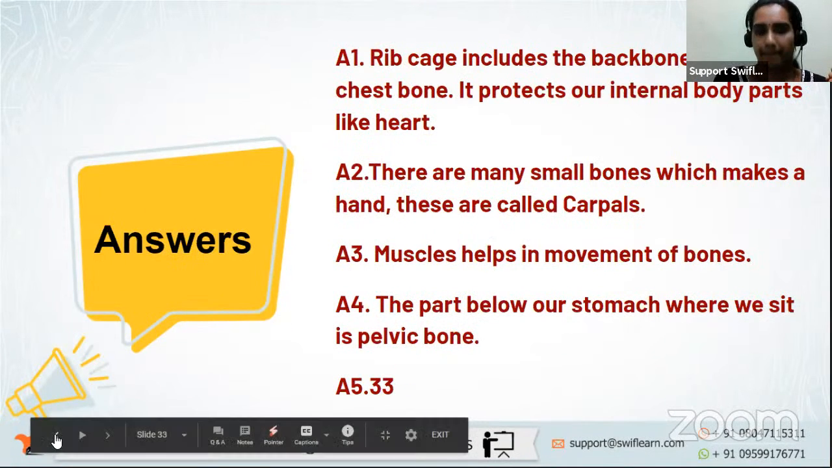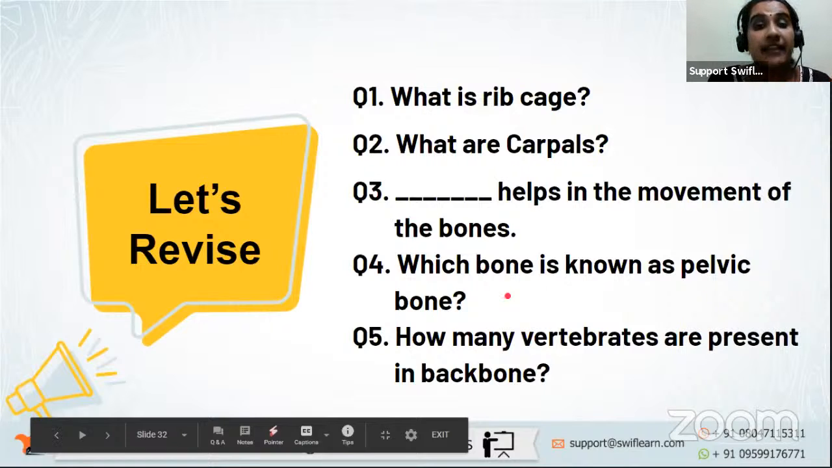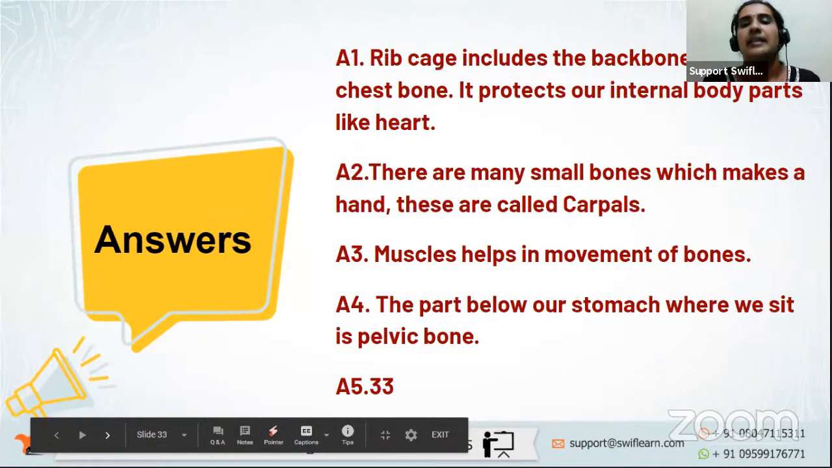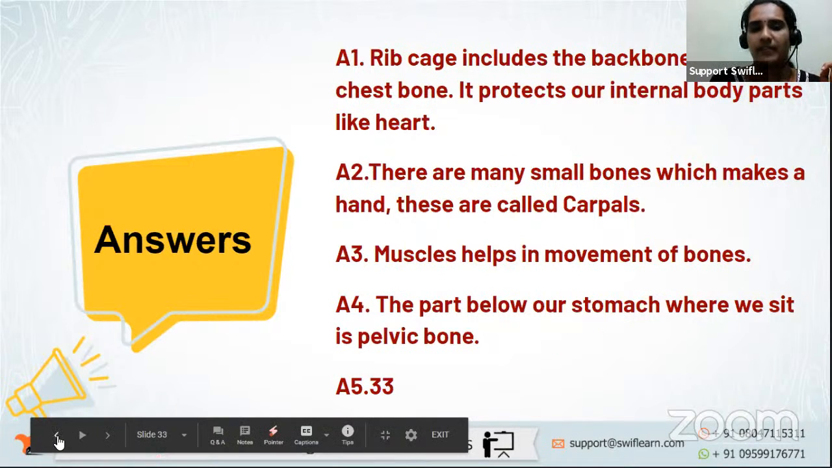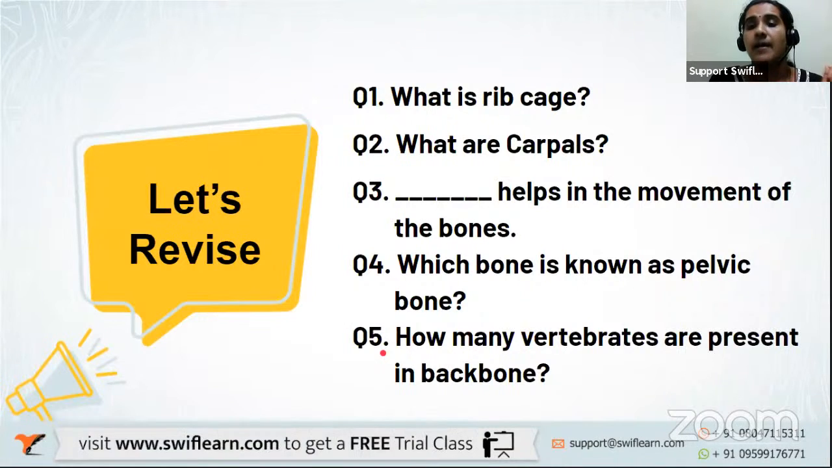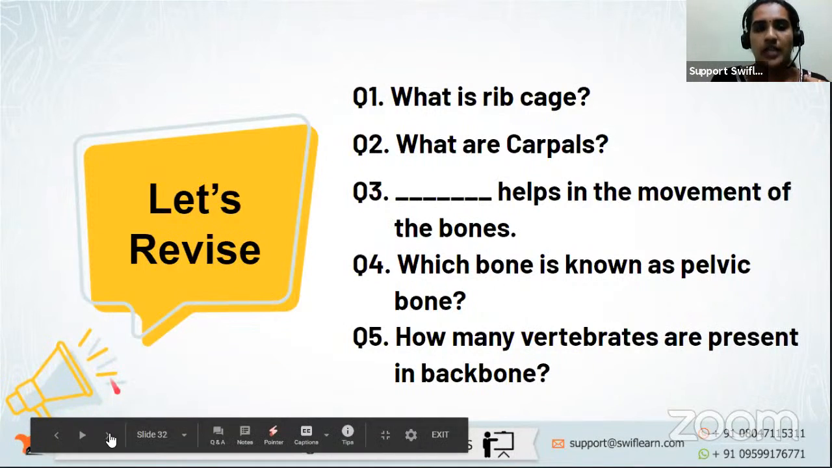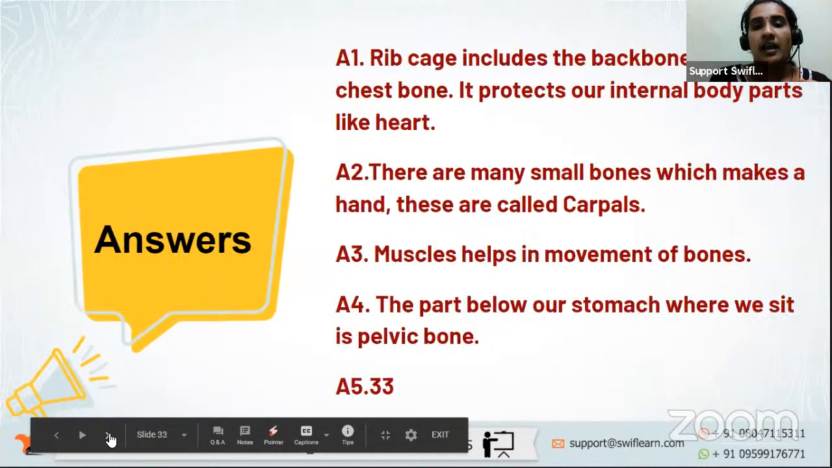Which bone is known as the pelvic bone? Where do you see the pelvic bone? At the bottom, where we sit. The part below our stomach where we sit is known as the pelvic bone. Now, how many vertebrae are present in the backbone? 33. Yes, very good. So 33 vertebrae are present in a backbone. Understood? So that is about our rib cage and our muscles.